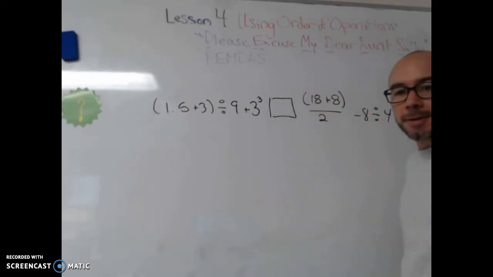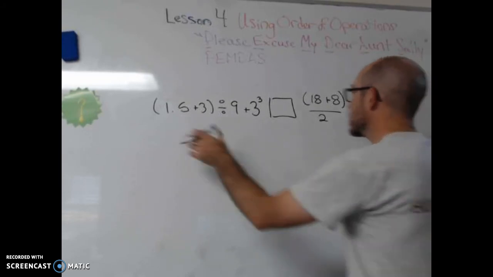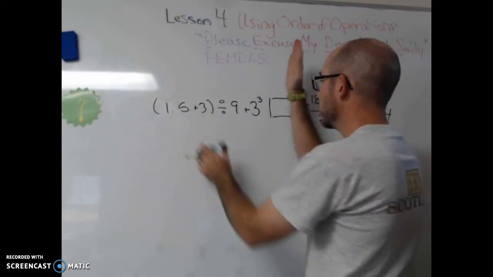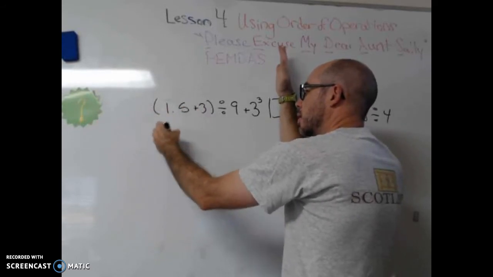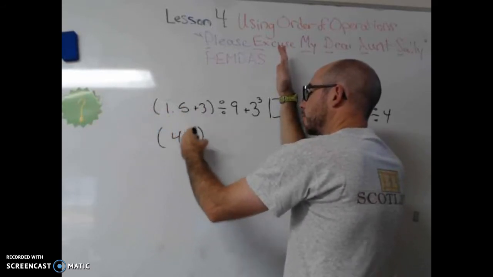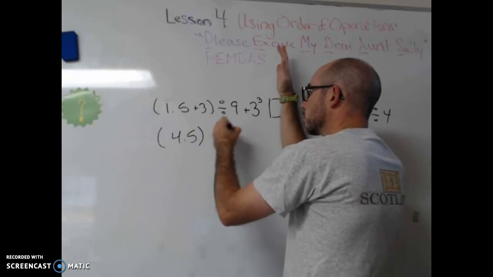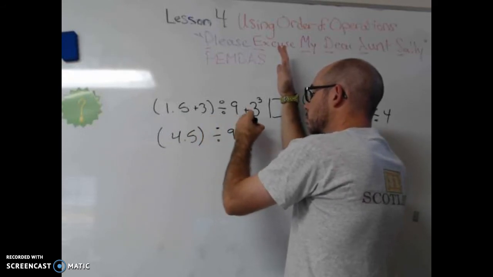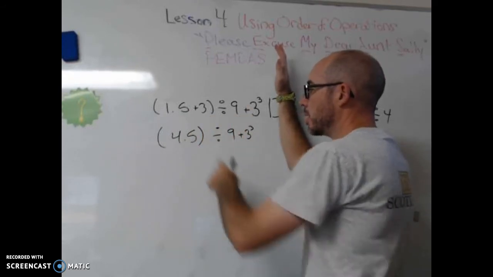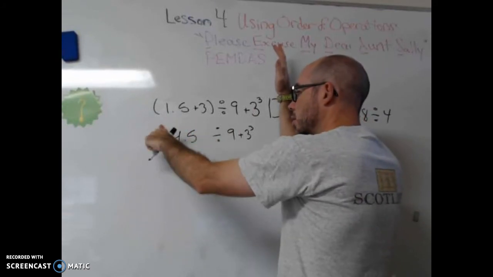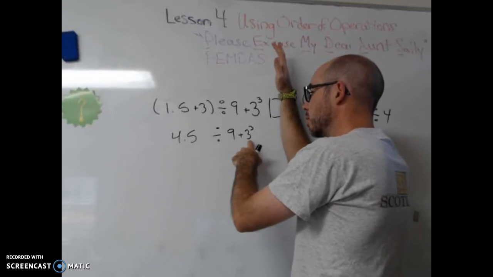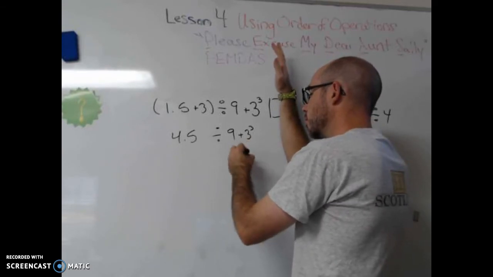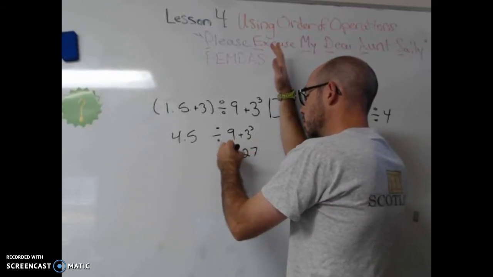Okay, parentheses. PEMDAS, parentheses. So here's a problem. Let's treat this side first here. We got 1.5 and 3. It's going to be 4.5. Okay, parentheses. We don't need parentheses anymore. Something else to do there. Okay, exponents. Exponents come next. 3 times 3 times 3 is 27.